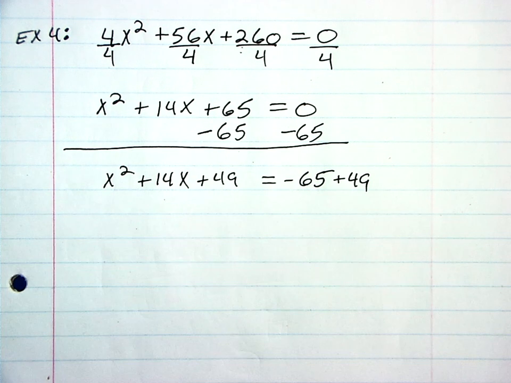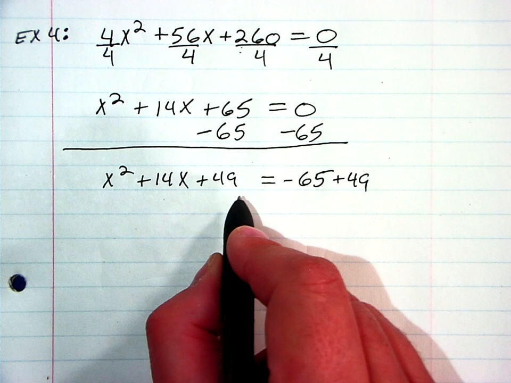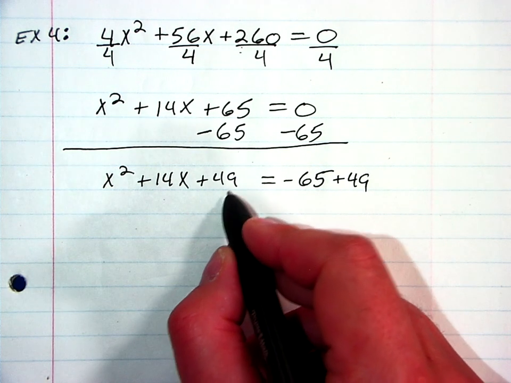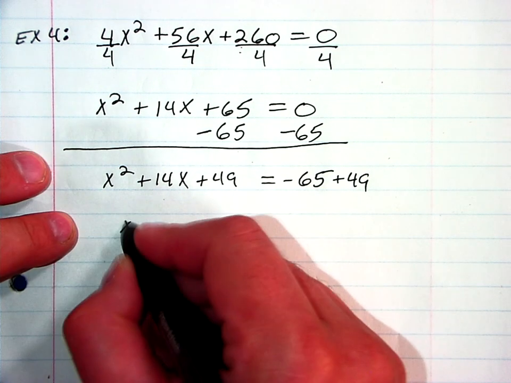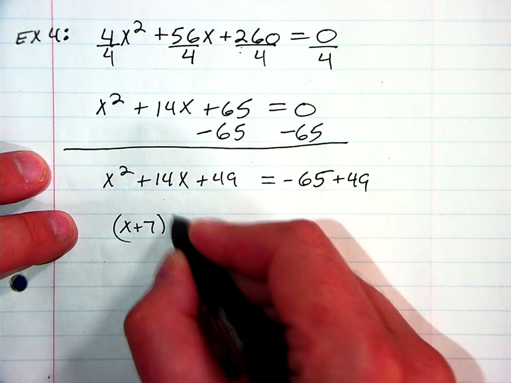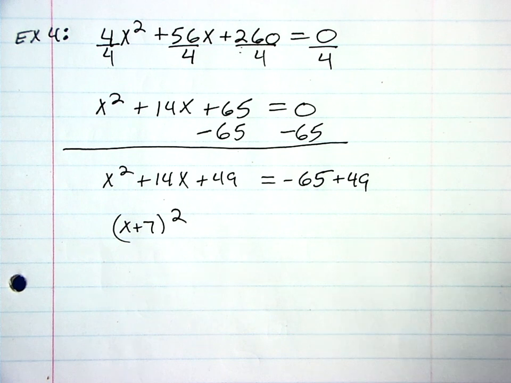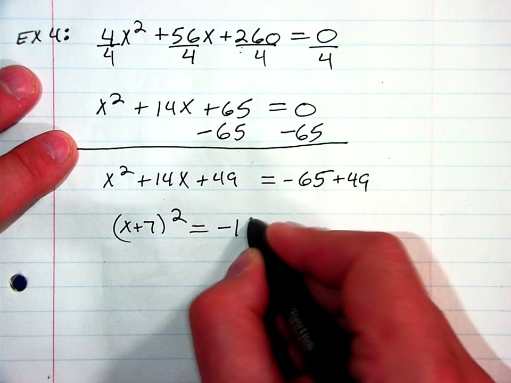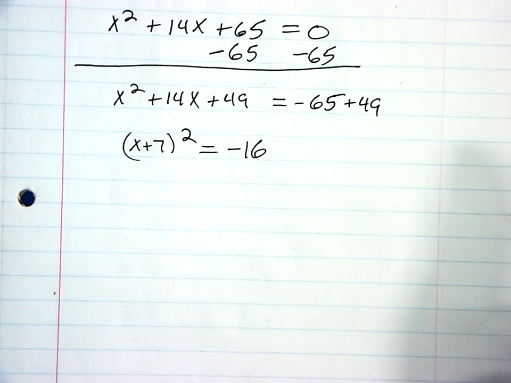Oh, okay. So can I write this as a perfect square now? The perfect square trinomial, x squared plus 14x plus 49. My factors of 49 that equal 14 are 7, right? So x plus 7 squared. Yes, it would be x plus 7, but it's just easier to write as x plus 7 squared equals negative 16.